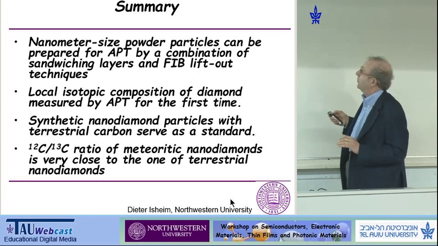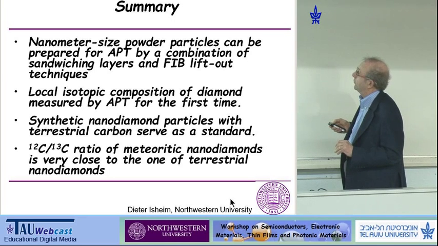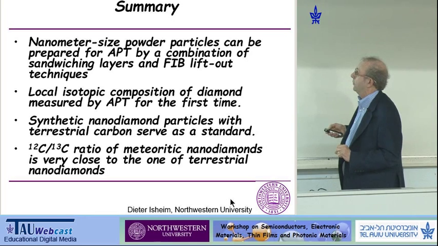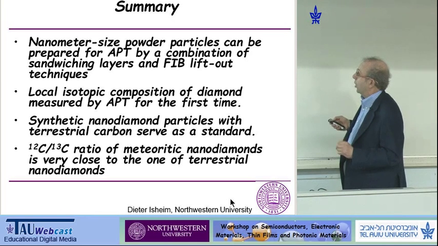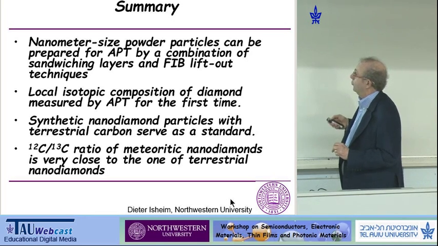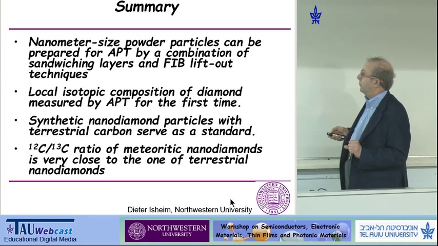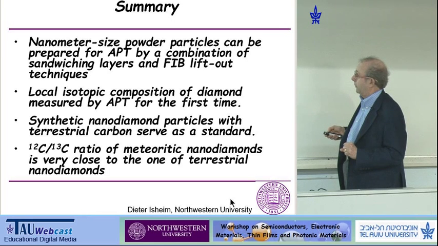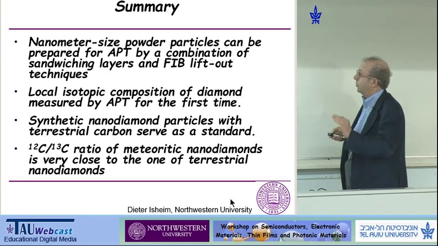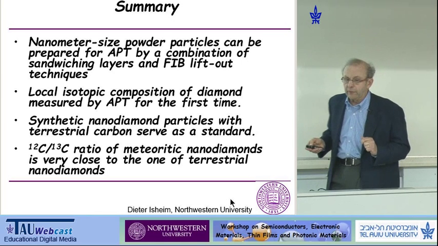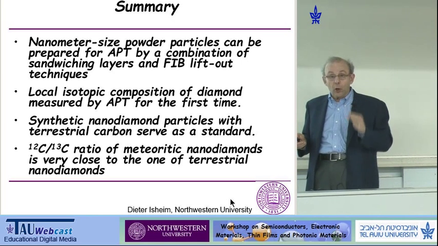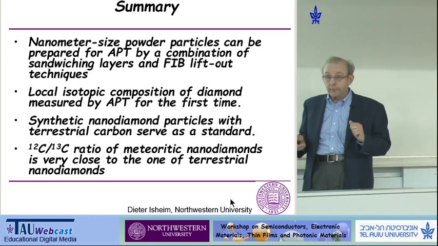We've shown that nanometer-sized particles can be analyzed by this sandwiching technique, and we can measure local isotopic concentrations associated with the diamonds. We're using synthetic nanodiamond particles that are terrestrial as a standard, and we want to see how close we come to what we would expect for the terrestrial value. Is it above or below? Right now, for 100 particles, we're below the terrestrial value.